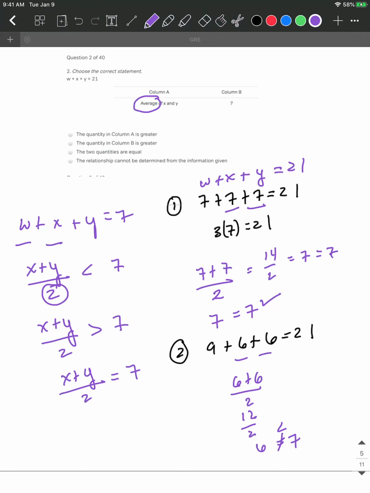So in this case, your answer would have to be D. You would have to select that the relationship cannot be determined. We can't determine it because we're getting too many different results.